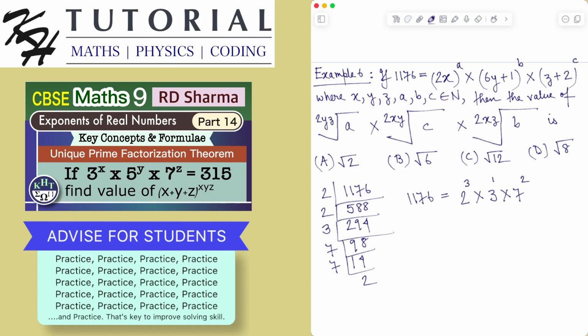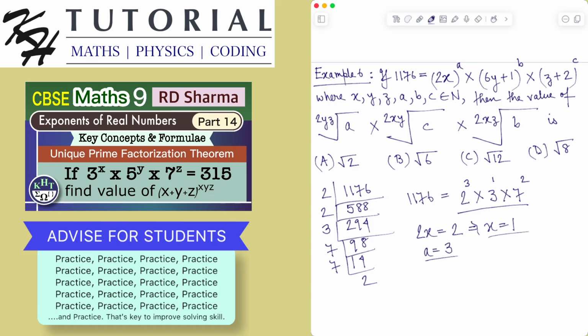Now clearly 2x has to be equal to 2, because if x is a natural number, then 2x is always an even number, and we can see in this prime factorization of 1176 the only even prime number is 2. So clearly we can say that 2x has to be equal to 2. This implies x is equal to 1. Also equating the powers of 2 both sides, we must have a is equal to 3.